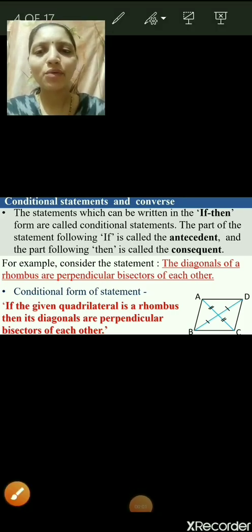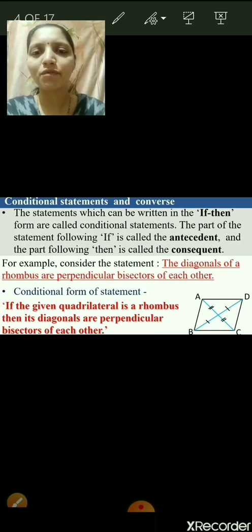Now the next part we are going to learn is conditional statements and converse. This part is a little bit theory, but don't get afraid of. It's very simple. Just understand it and try to remember few things. Now first thing, what is conditional statement? If your statement is written in the form of if then, that statement is called as conditional statement. The part of the statement following if is called the antecedent and the part following then is called the consequent.